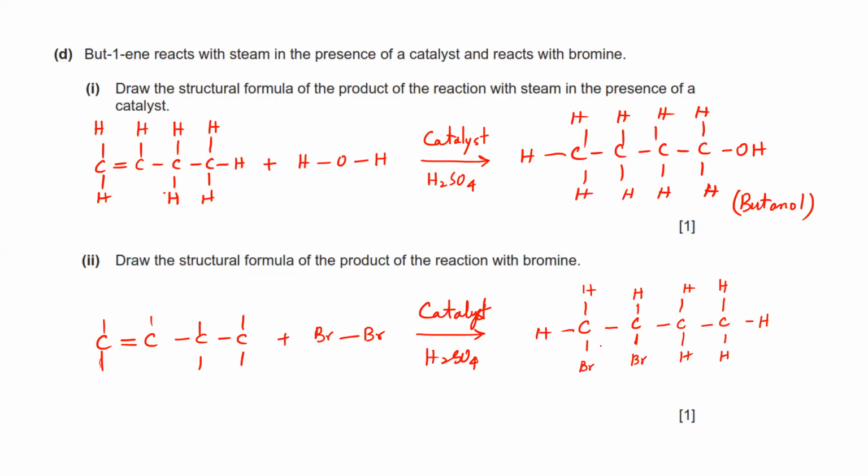Okay, and you can also call it 1,2-dibromobutane. So 1,2-dibromobutane will be your product, and over here the product will be a butanol.